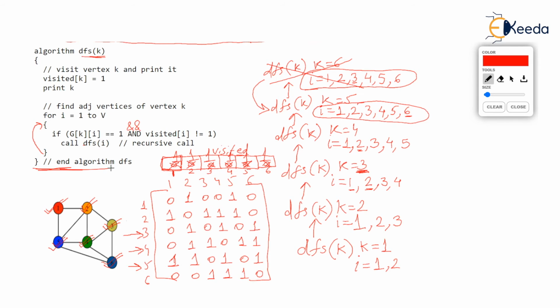Because i has finished counting from 1 to 6, the for loop of DFS(5) comes to an end, and the procedure ends too. If the for loop completes, then the algorithm ends. That means DFS(5) says, "I don't have any neighbor pending which can be visited," so we will be going back to the calling function, isn't it?